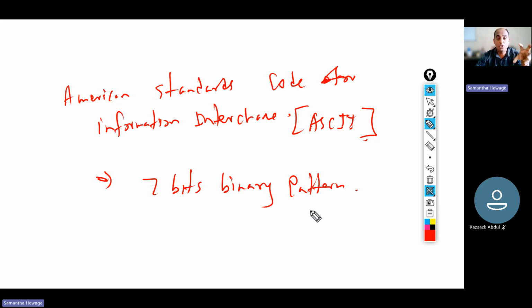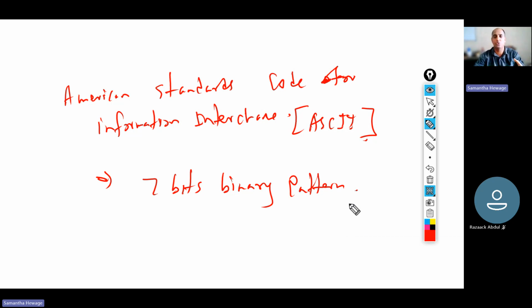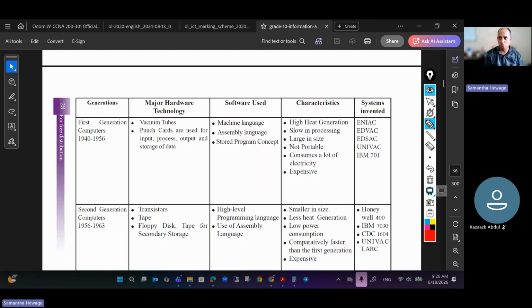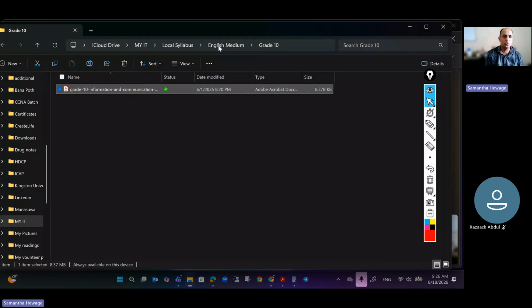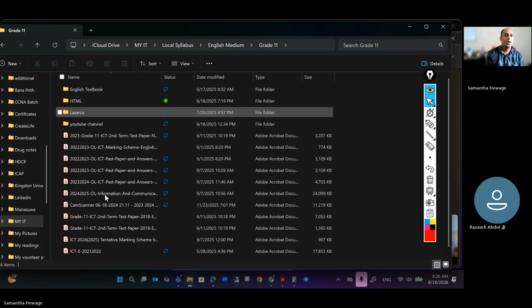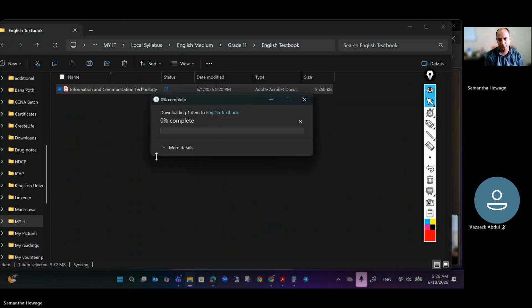This is the most frequently used code in our computer system. Each and every character, each and every symbol, when you enter it, will be converted to this ASCII code. Then only the computer can understand. Very simple as that. I will show you, this is under your syllabus. I will go to the grade 11 textbook. That's what I am saying, that we have to jump between both books, because this syllabus is based on a 2-year syllabus.